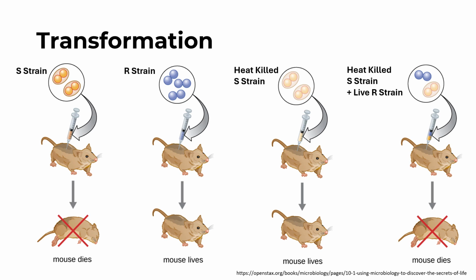Frederick Griffith didn't know that it was DNA. He just knew it was something that was transferred from the pathogenic strain to the R strain. He called it a transforming factor. That's where we get this name, transformation.